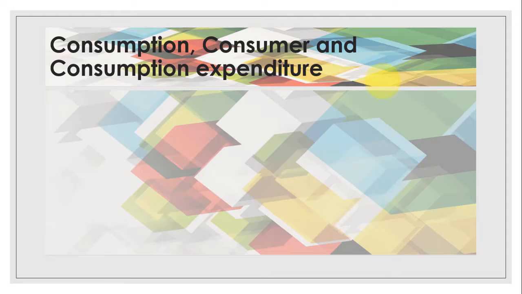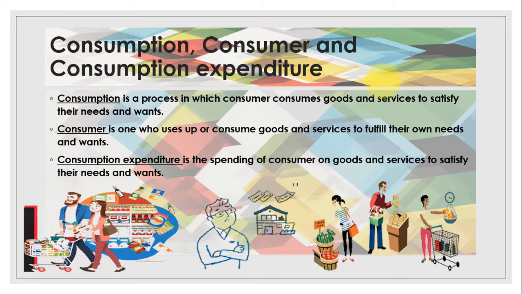Consumption, consumer, and consumption expenditure. Consumption is basically the name of a process in which a consumer consumes goods and services to satisfy their needs and wants. Who is a consumer? A consumer is anyone who uses up or consumes goods and services to satisfy their own needs and wants. And consumption expenditure is basically the spending of the consumer on goods and services to satisfy their needs and wants.